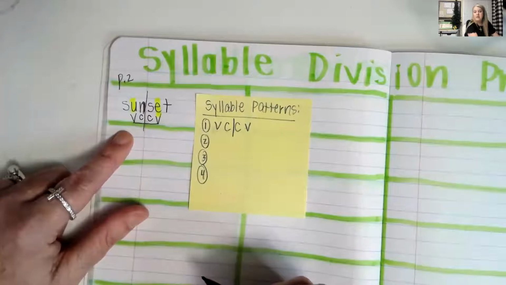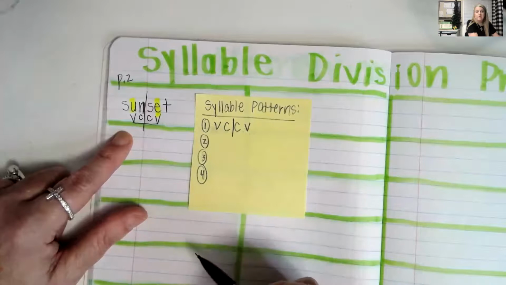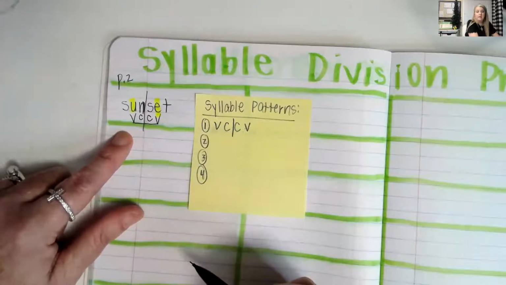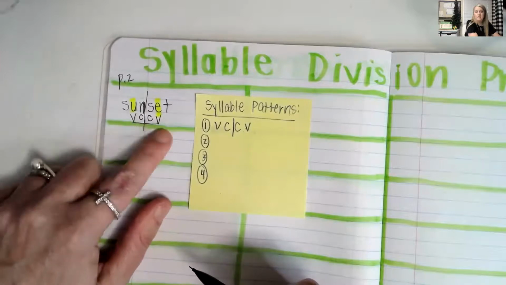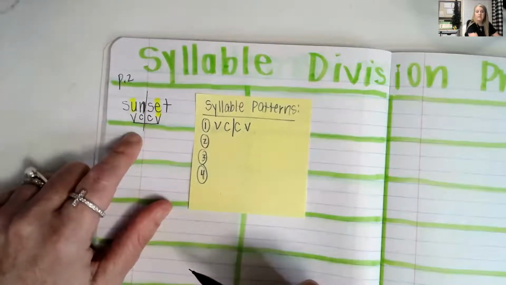So anyway, don't be surprised if they don't know it. So now we're going to look at a word where we have two vowels, so we have two syllables. You have a vowel basically in each syllable, or a set of vowels.